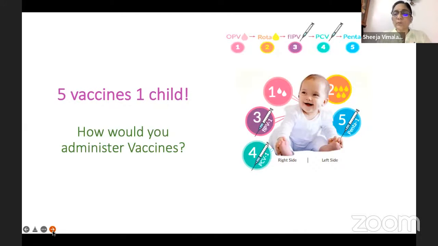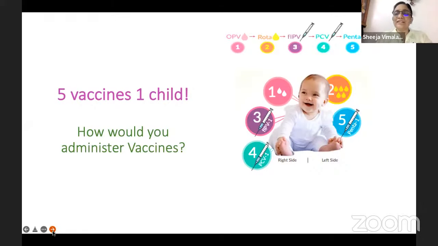So understood? When you're giving multiple doses of vaccines to a baby, always try to give the least painful and the most friendly vaccines first, and keep the most painful vaccines for the end.